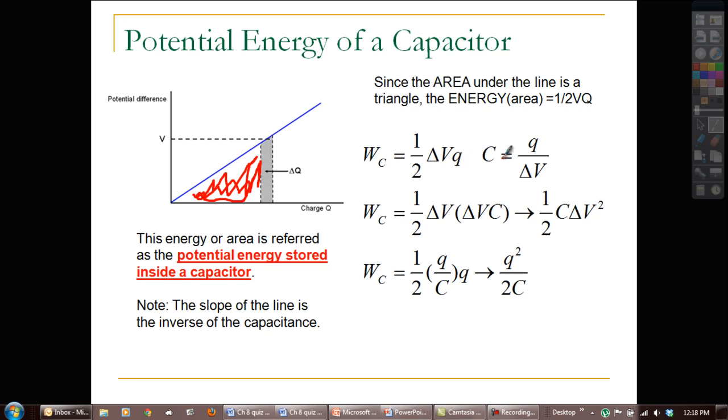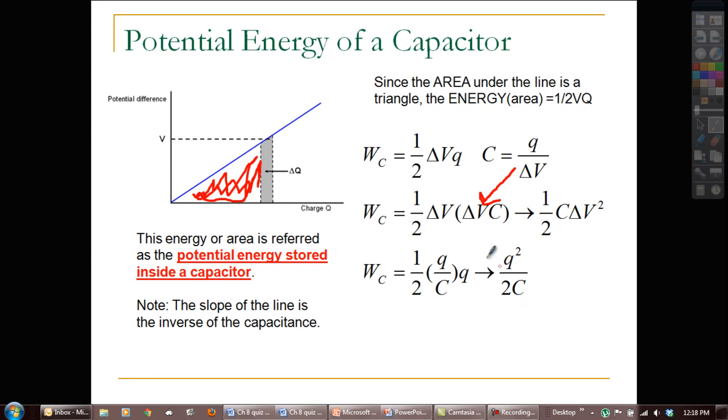And we know that C equals Q over V. So we can replace some of this stuff in here. If we solve this equation for Q, we get C times delta V equals Q. So that's why we plugged it in right here. And delta V times delta V is going to give us delta V squared.